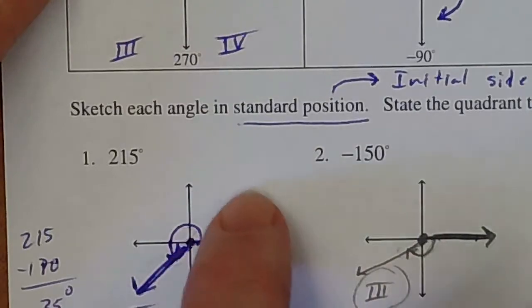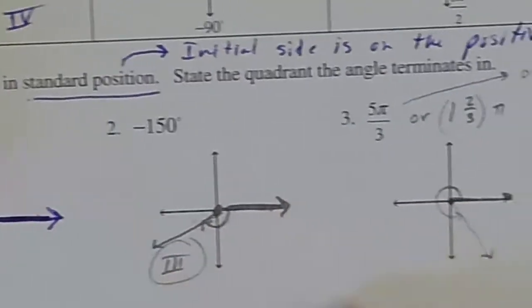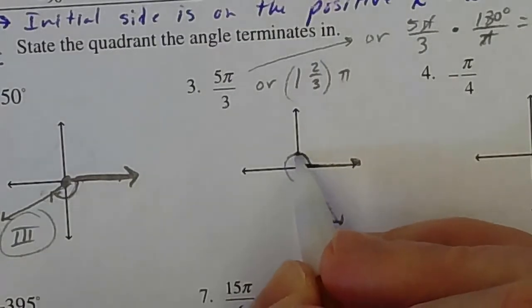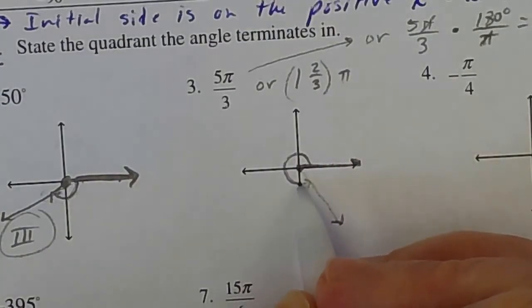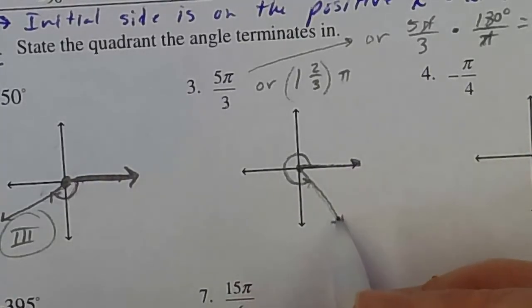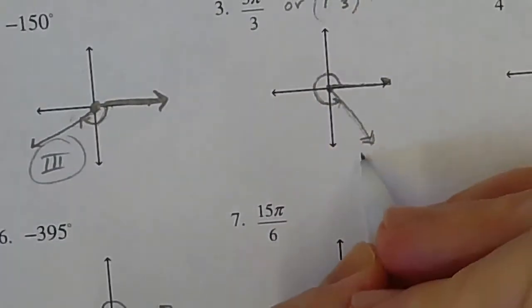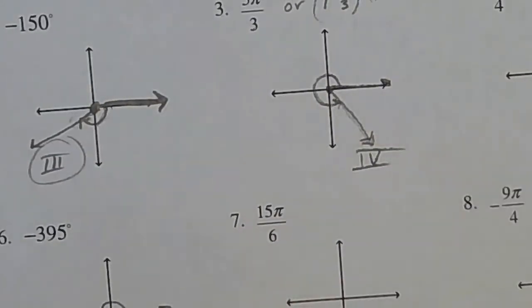Positive angles rotate through the first quadrant first, negative the other direction. So 300 degrees, we can kind of check it this way: 90, 180, 270, and then I have 30 more degrees to go. So we just kind of estimate that. It looks like I had it in the right spot. Which quadrant does this terminate in? Quadrant 4.